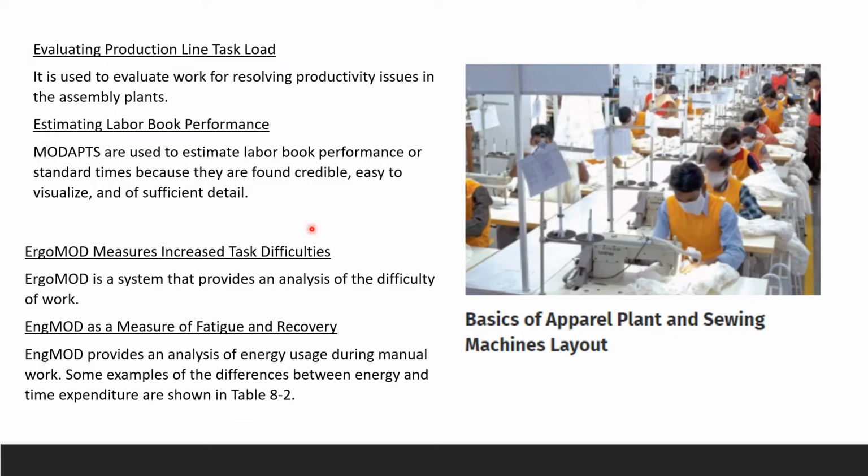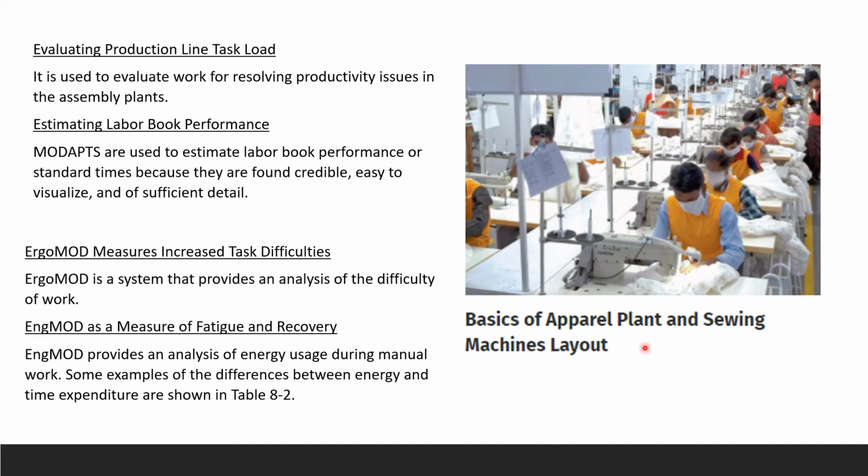So we use MODAPS to evaluate production line task load and estimate labor performance. We also use something called Ergo mode, which measures the increase of task difficulties. Ergo mode is where we study the human factors and then use the coding for that. It's a system that gives you an analysis of the difficulty of the work.